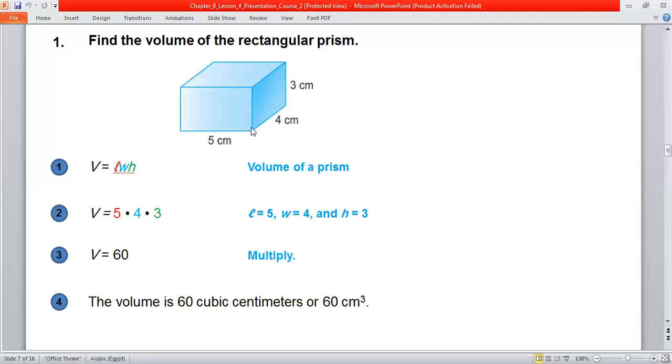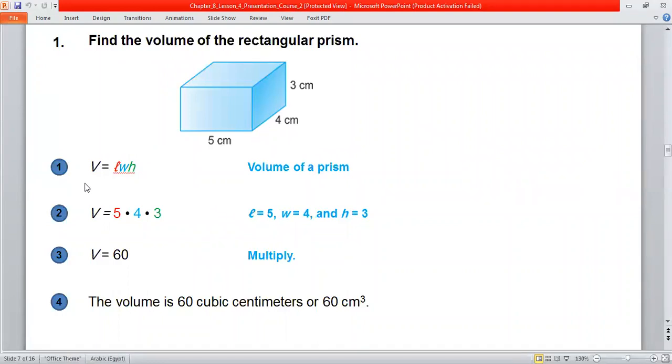Again, the length is the longer. And the length here is 5 centimeters. The length here is the longer, the bigger. So it's 5. And the shorter one is the width here, and this is 4. And the height here is what? 3. What we need to do here, Mohamed?